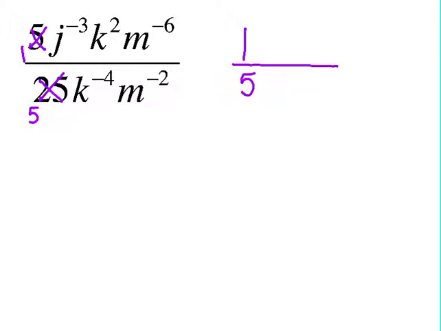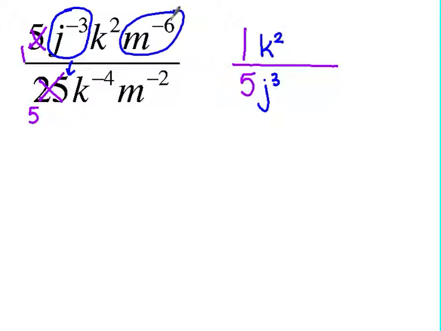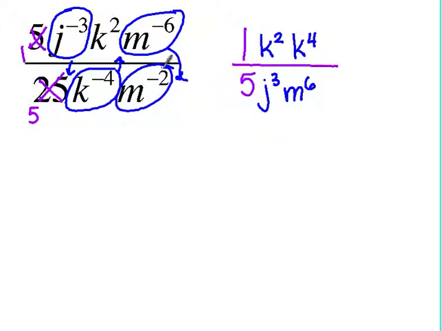Okay, let's start kind of moving some things around if we can. The j to the negative third, where do I move that? I move that to the bottom. What about the k squared? Keep it. What do I do with the m to the negative sixth? Down to the bottom. Okay. What do you do with the k to the negative fourth? Move it up top. And what do I do with the m to the negative second? Put it to the top.